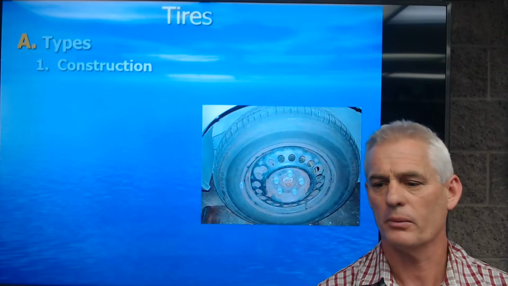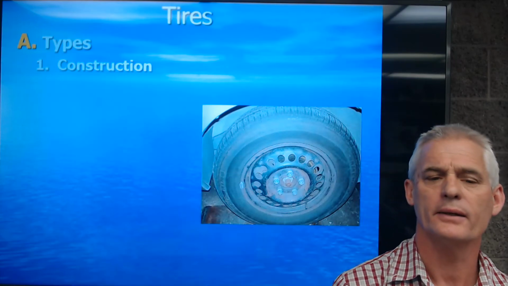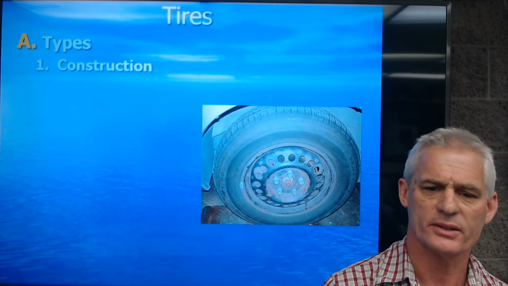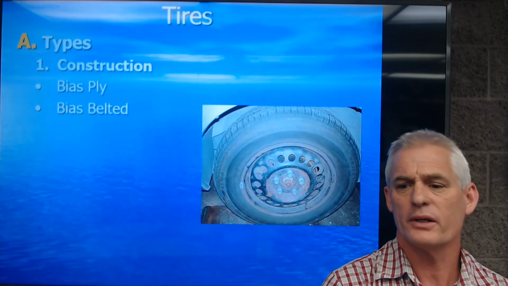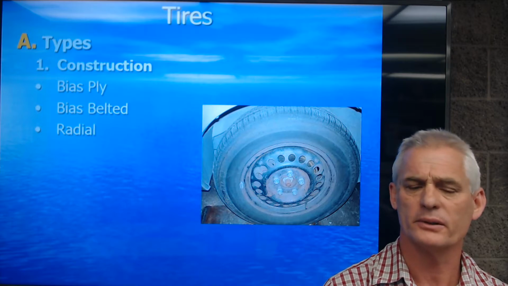Guys, we're going to be talking a little bit about tires today and tire construction. So let's get into it. There are different types of tires over the years, what's called bias ply, bias belted, and radial.